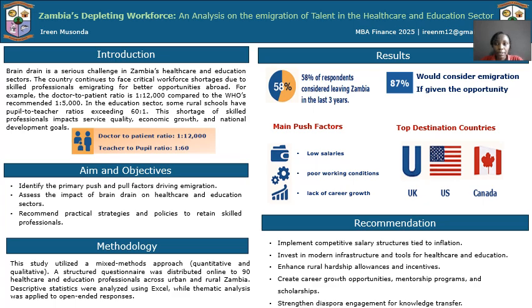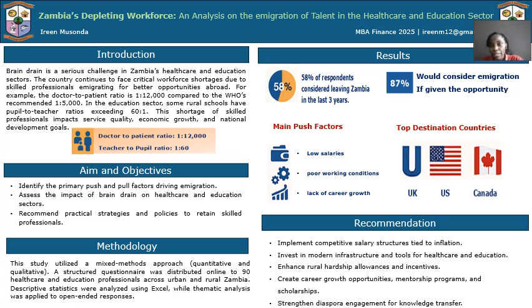So the aims and objectives for the research were to identify the primary push and pull factors that are driving this brain drain, and also assess the impact of brain drain on the healthcare and education sector. Another aim of the research was also to offer recommendations based off our research discovery, and these recommendations would help us have practical strategies as well as put up policies that can help retain these skilled professionals that are living in Zambia.